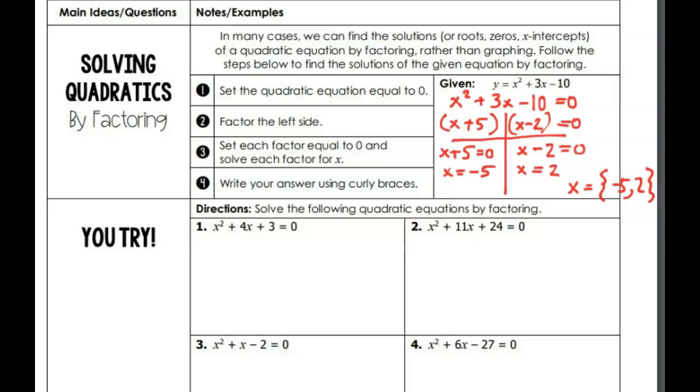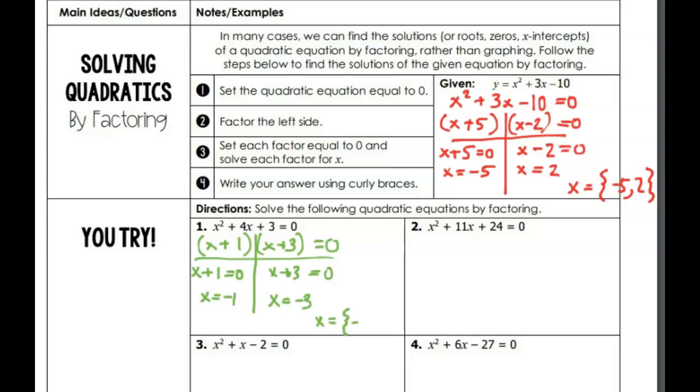So let's do a couple of the examples here in the you try part, and then I'll let you do a few of those on your own, and then you can check your work. So the first one is already set equal to 0, so we can really skip that first step. And so the next step is to get the factors. And so again, these are going to be able to factor to x plus 1 and x plus 3. So then we can separate them, and we can solve each of these equal to 0. So x plus 1 equals 0 is when x is negative 1, and when we look at x plus 3 is equal to 0, that's going to be negative 3.